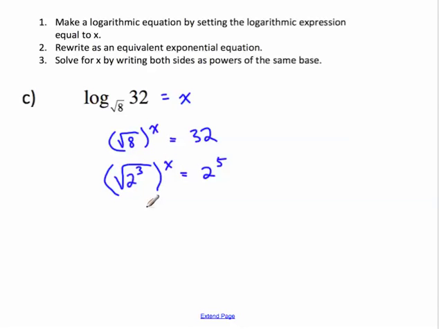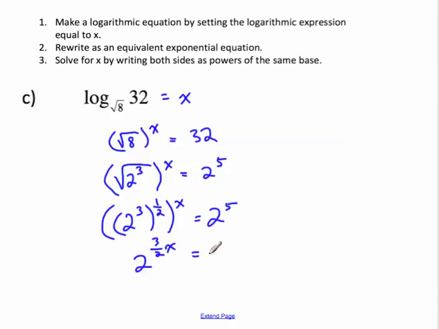Now, that square root sign is the same as a power of a half, so we could rewrite that in the next line, and then we still have our x is equal to 2 to the power of 5. Now we're going to combine all of our exponents by multiplying them together by the power rule of exponents, so we get 2 to the power of 3 halves x is equal to 2 to the power of 5.